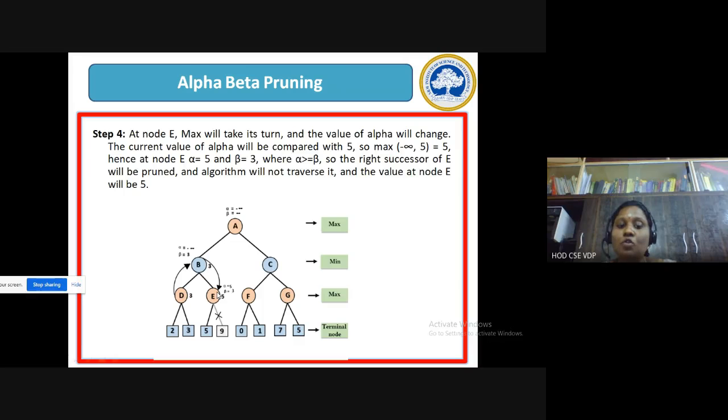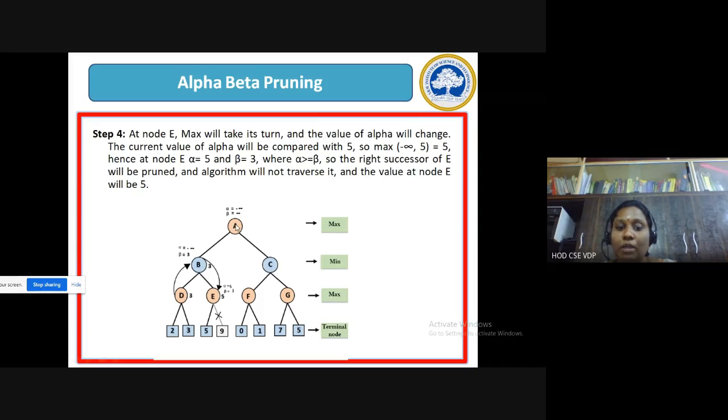Now what you should do, you have to send this 5 back to B node. When you send 5 back to B node, it has to be updated in beta because B plays the minimization strategy. So when you say beta is 3 comma 5, the minimum value will be chosen. So beta will be equal to 3, the minimum of 3 comma 5, right? So this is the value of beta. Now that B value is assigned as 3.